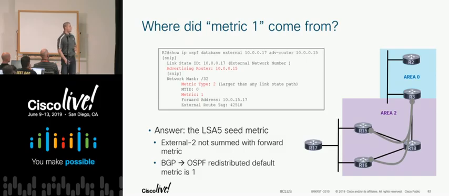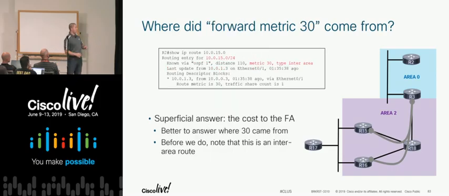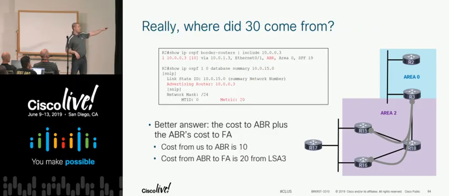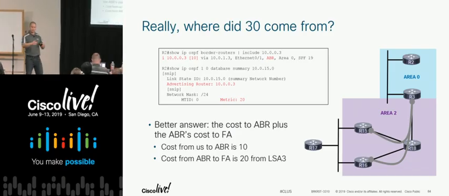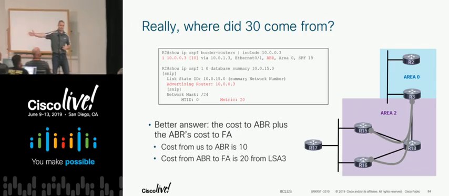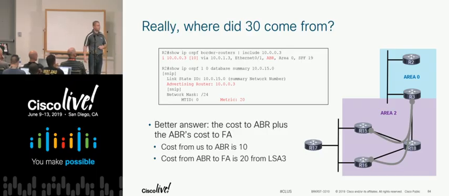So we answered where metric 1 came from. We answered where 30 came from. Again, this is the superficial answer, the quick answer if you're taking a test. But if you really want to understand it in detail, you need to combine the cost to the ABR plus the ABR's cost into the area. This is just basic multi-area OSPF: combine the cost to the ABR plus the summary LSA cost.